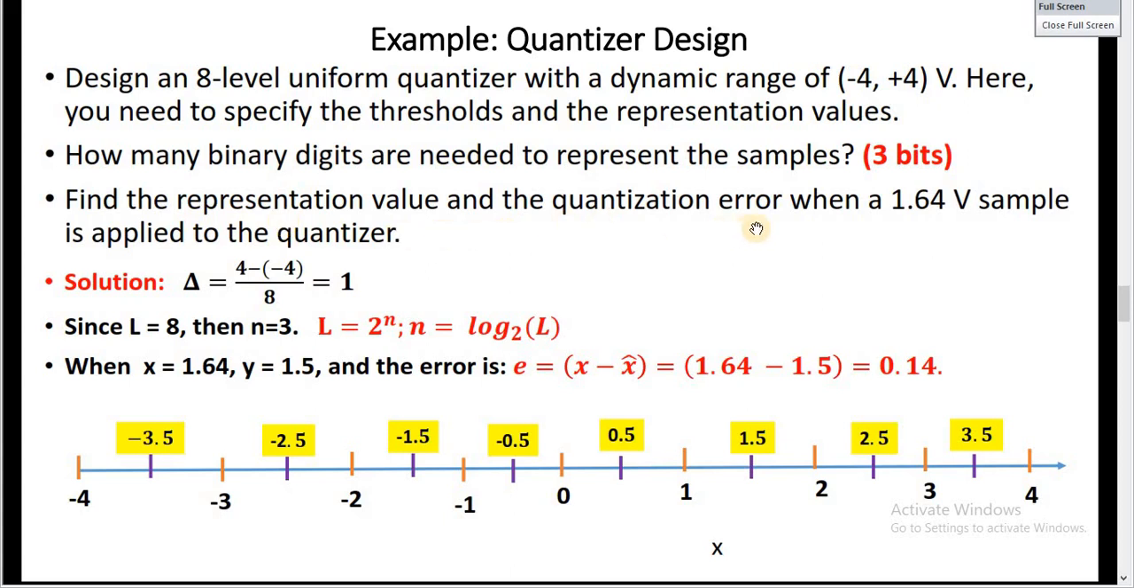Find the representation value and the quantization error when a 1.64 volt sample is applied to the quantizer. So we have a sample value 1.64. It falls here, and for values of the input that fall within this segment, the output is 1.5. So this is 1.64, and this is the corresponding output. With x equal to 1.64, y equal to 1.5, the error x minus x cap equals 1.64 minus 1.5, which equals 0.14. So this is the amount of distortion that this sample will incur during the process of quantization.